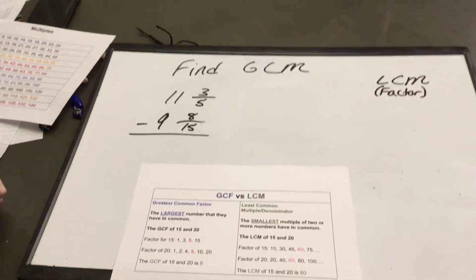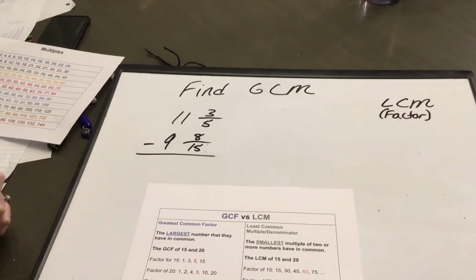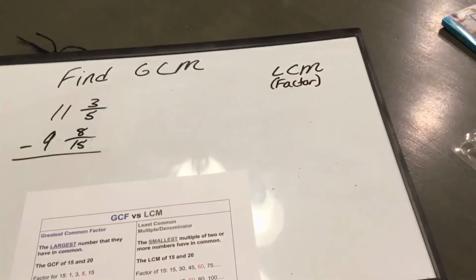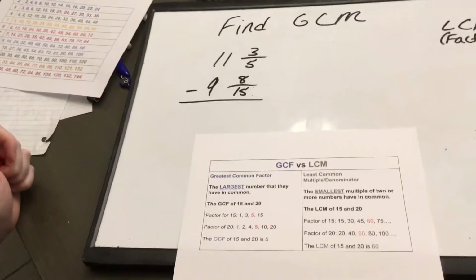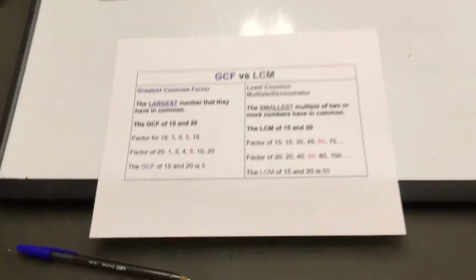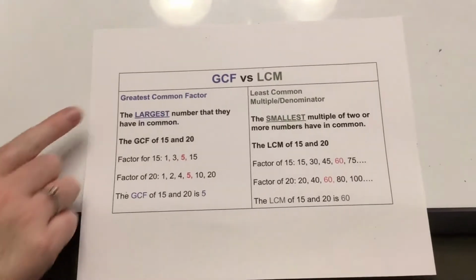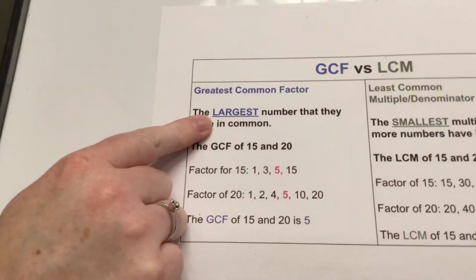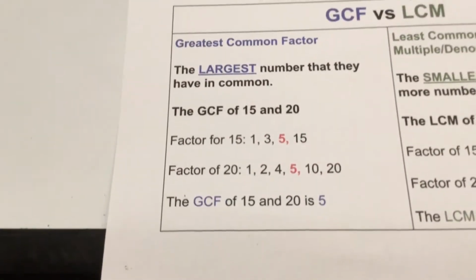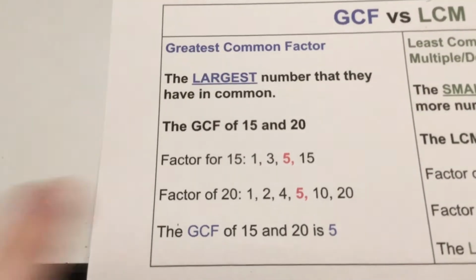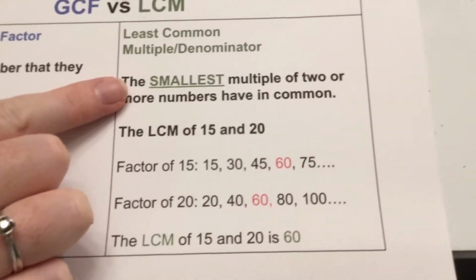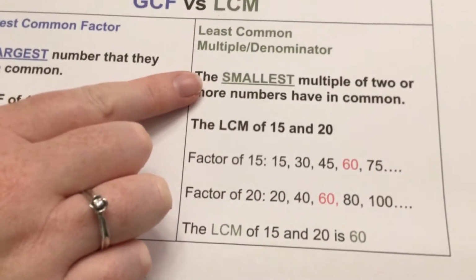Okay, so now we're going to find the greatest common multiple, and then we will get over to our least common multiple. These are very confusing for children. But greatest common factor is going to be finding our largest number that two numbers have in common. Least common multiple or denominator is going to be our smallest multiple of the two.